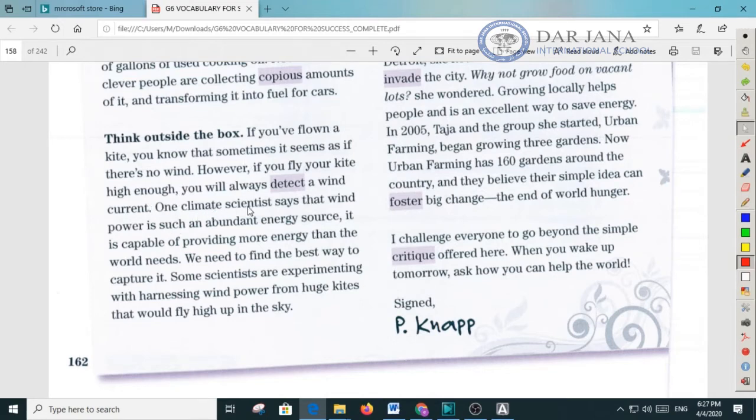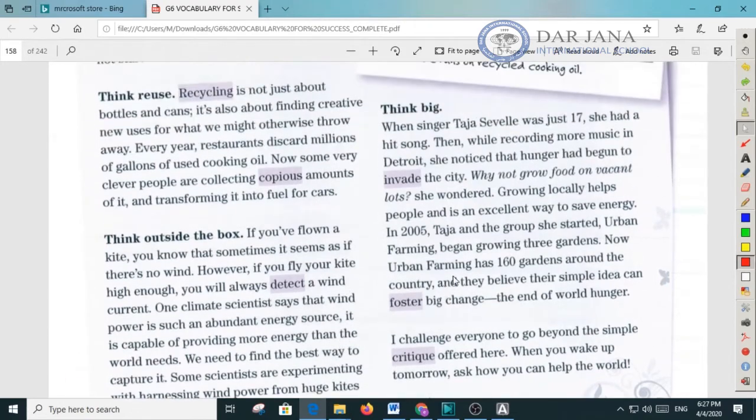Climate scientists say that wind power is such an abundant energy source, it is capable of providing more energy than the world needs. Okay. We need to find the best way to capture it. So it was found here. We need to capture and hold it. Some scientists are experimenting with harnessing wind power from huge kites that will fly high up in the sky. Okay, let's go. Think big.